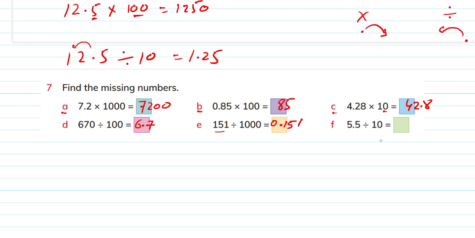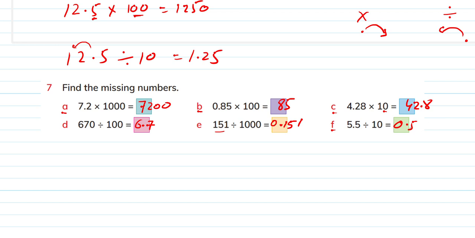Yes. Good. Okay. What about this one? Anybody would like to answer this? Excuse me, Muhammad. What do you think? What would it be? It's 5.5. Good. The decimal will jump only one digit to the left side. 0.5.